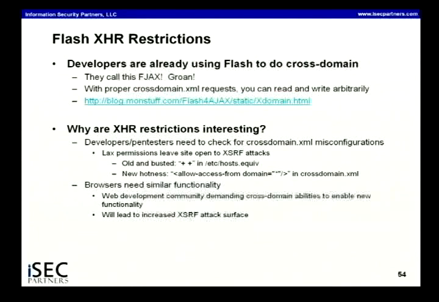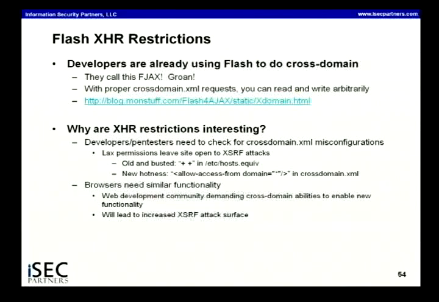It's got another great acronym, FJAX. And with the proper crossdomain.xml setup, you can read and write arbitrarily whatever they specify. Why are they interested? Everybody remembers our login, which when you specified ++ in there, anybody could log in. Here's the new version for web apps. Cross-domain, or allow access from domain equals star, which is really surprising how much you'd see that.